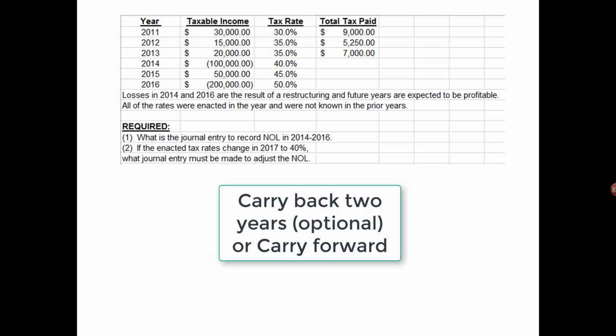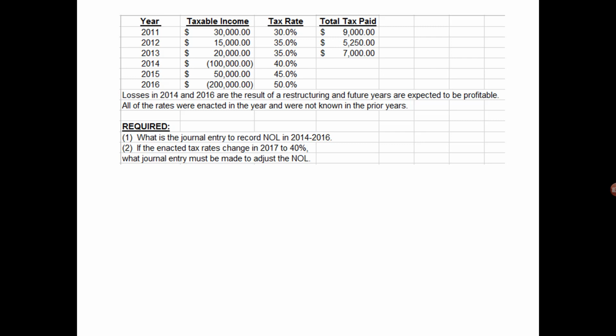So the rule is you can carry back 2 years, or you can carry forward, I think, up to 20. You don't have to carry back, but if you do carry back, you can't carry back just to the prior year. You actually have to go back 2 years. So here the losses in 2014, we can't go back to 2011. Even if you wanted to, that's 3 years ago. So that's not available to you.